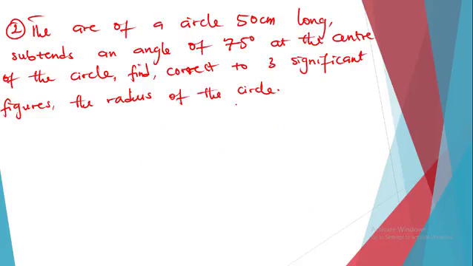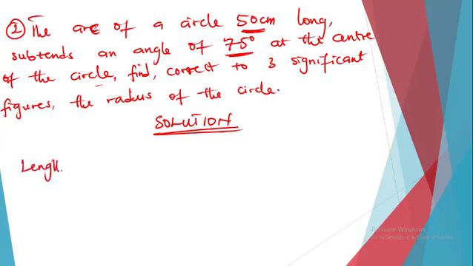Let's take another example. Okay, question number 2 on the screen. Let's take a look at that. It said the arc of a circle 50 cm long subtends an angle of 75 degrees at the center of the circle. Find, correct to 3 significant figures, the radius of the circle. Okay, let us solve this. We are to find what? The radius of the circle, and then let's start.